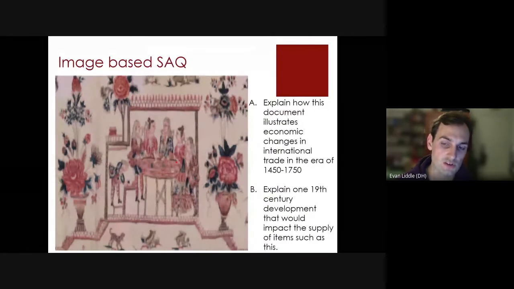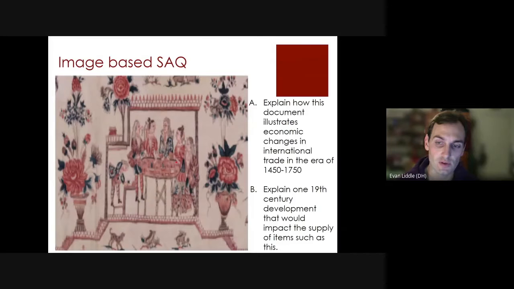So these two questions that go with this SAQ are the following. Explain how this document illustrates economic change in international trade in the era of 1450 to 1750. And explain one 19th century development that would impact the supply of items such as this. So the first question looks like it's sticking to units 3 and 4, and it's asking about international trade, changes, meaning new things in this era of international trade.